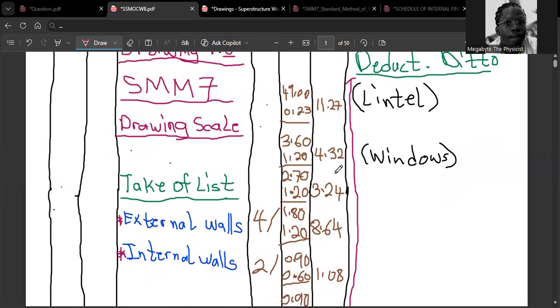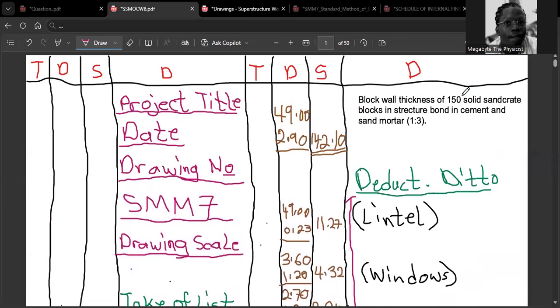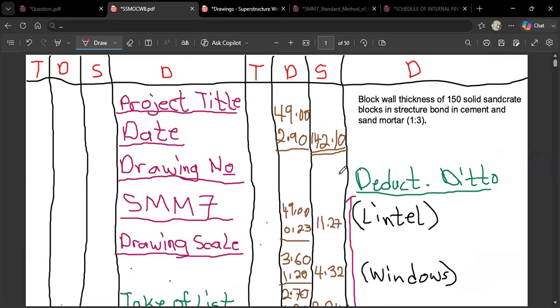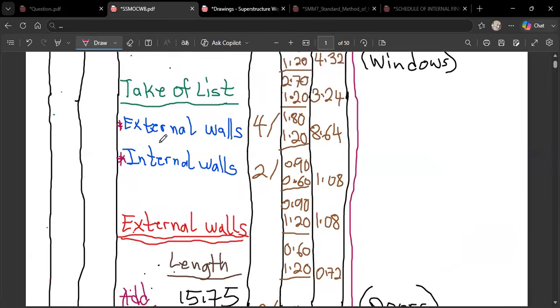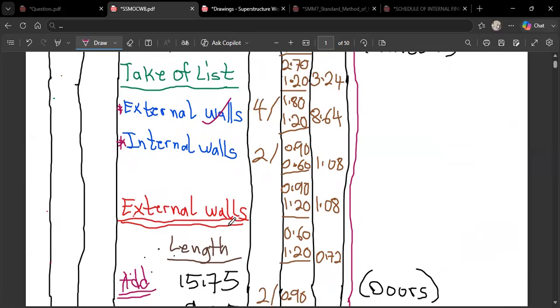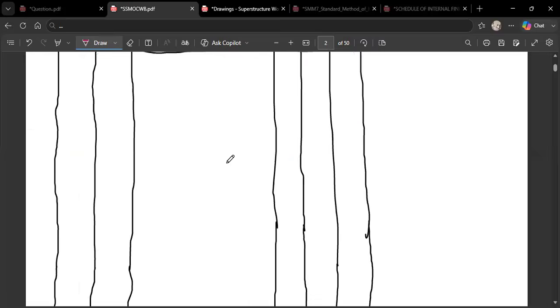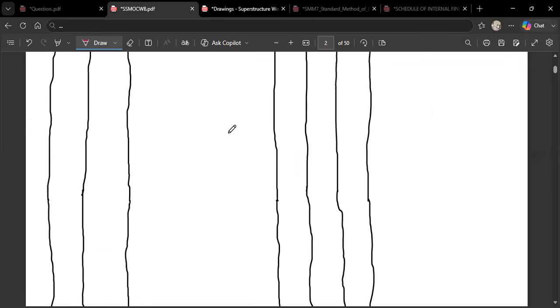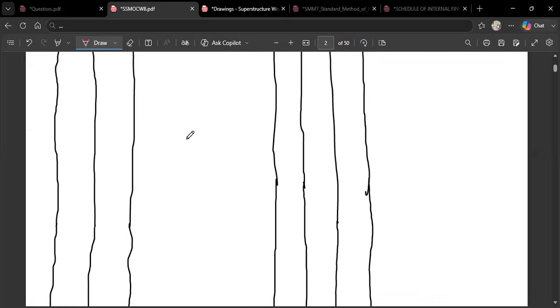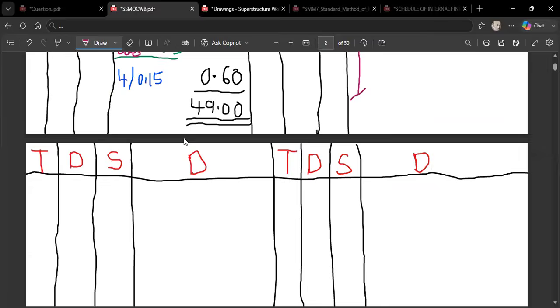So from here, let's go to the next page. We are done with the external work. So we are going to take the internal works. We do some short and we should do the internal work.